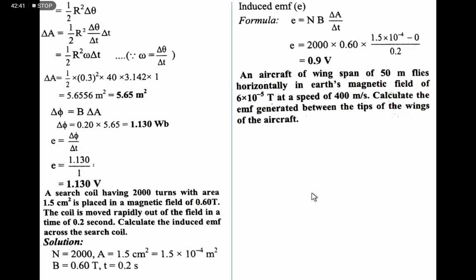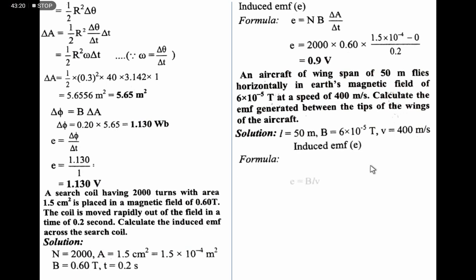So here the span of the aircraft is horizontal in Earth's magnetic field. If it is in motion in Earth's magnetic field, the EMF is induced and that EMF has to be found out over here. So length of the span is 50 meter. B is the strength of the magnetic field and the speed. We have to find out the induced EMF.